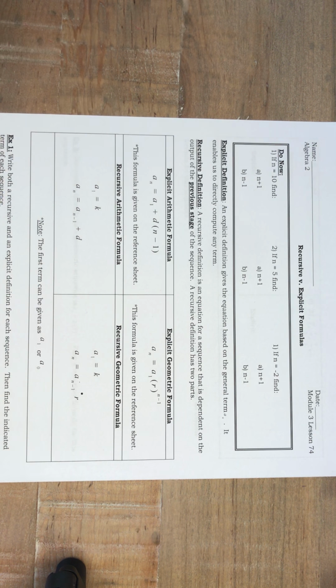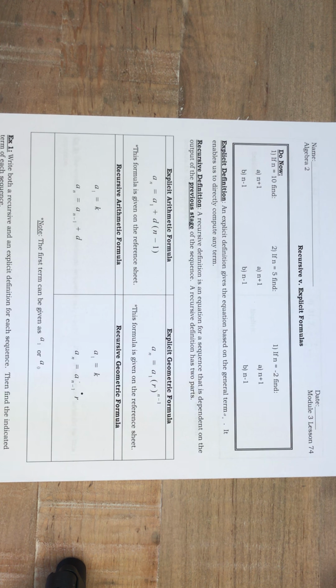Okay, guys, we are on lesson 74. So this is going to talk about two types of formulas that we can use for sequences, and they are the recursive and the explicit. In lesson 73, we already saw the explicit formula. So now we're going to look at what the recursive formula looks like and the difference between the two and why you would use one over the other.